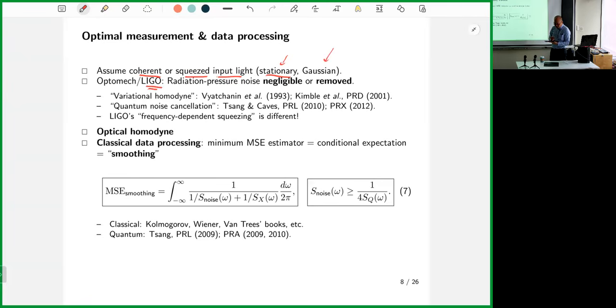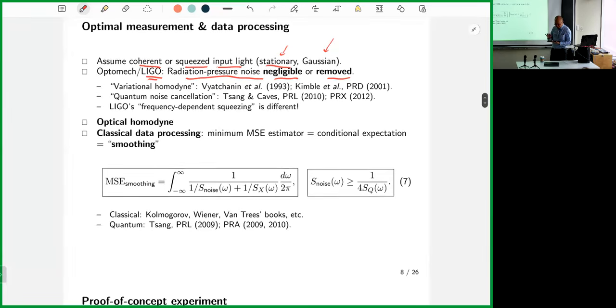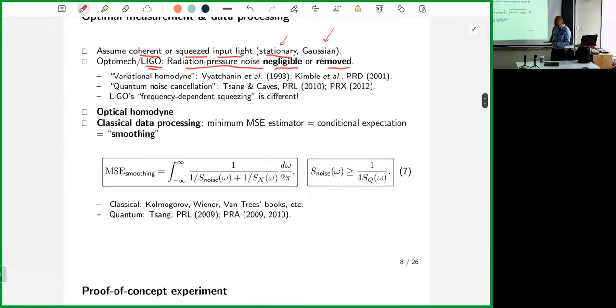If you are working on LIGO, the first thing you need to do to achieve this bound is to remove the radiation pressure noise. It turns out that, if I have time I can talk more about this, radiation pressure noise is a significant problem now in LIGO. To achieve the ultimate limit, you need to make sure that this noise is negligible or removed. There are many different ways of doing this. Again, if I have time, I'll talk about this, but let's assume that's removed. There's no radiation pressure noise. And then things become a little bit simpler. Just do homodyne measurement. It turns out that it's good enough.